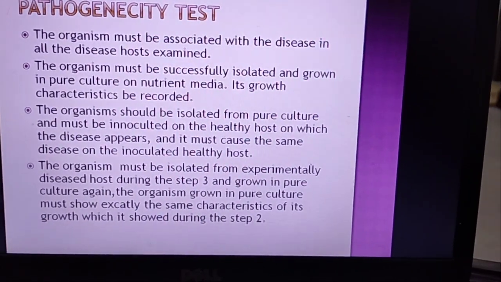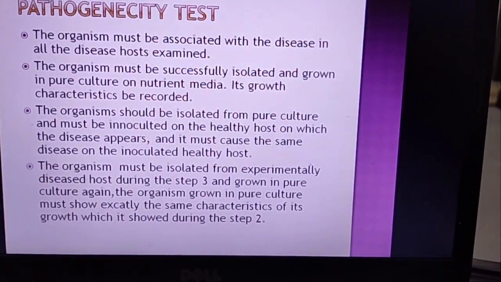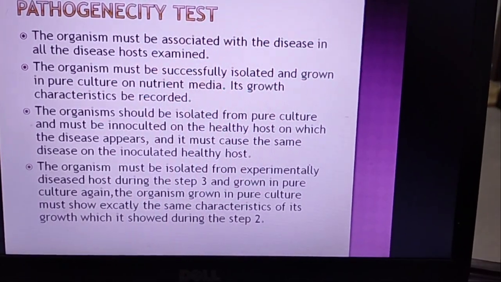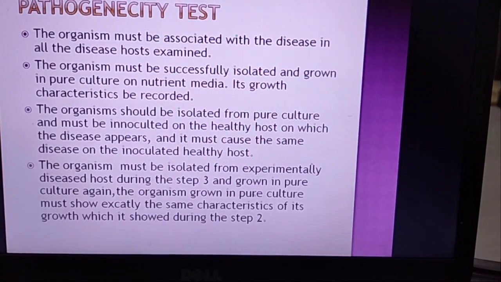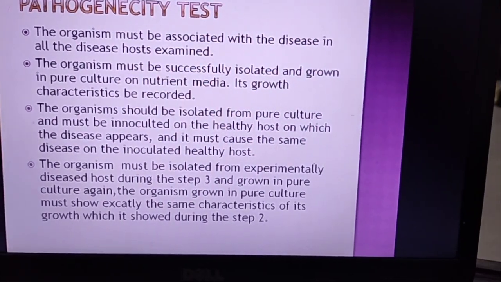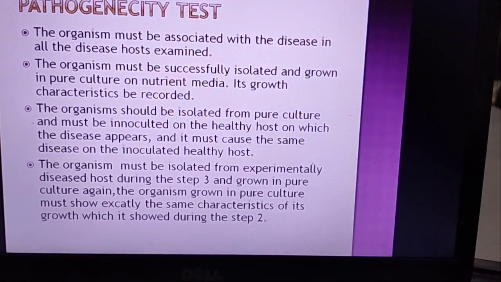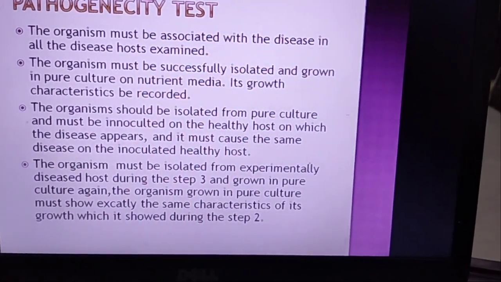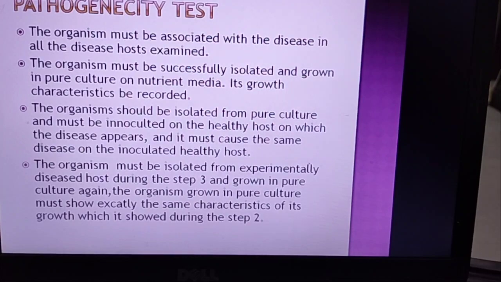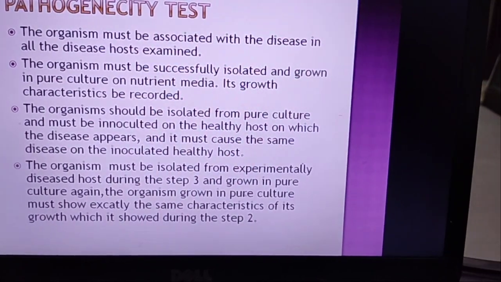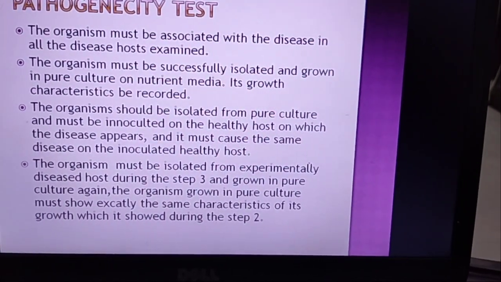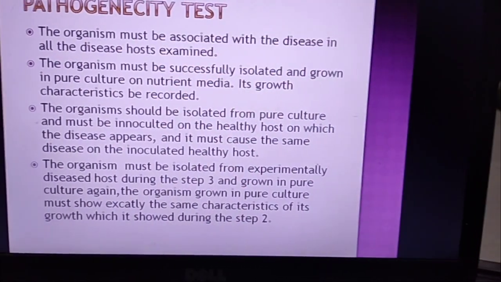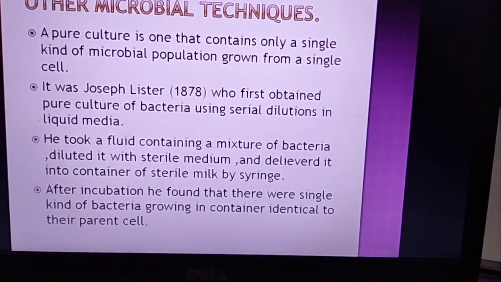During this pure culture, the organism should show the same growth characteristics which it showed during the second step. So here also, after inoculating from the diseased animal and growing in pure culture, the organism should show all its characteristics and also the symptoms of the particular disease. So this was the pathogenicity test, or the Koch postulates.